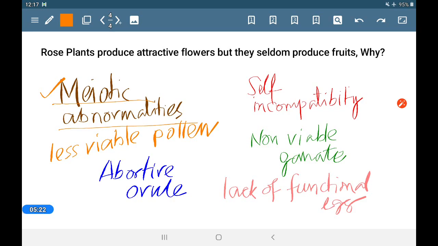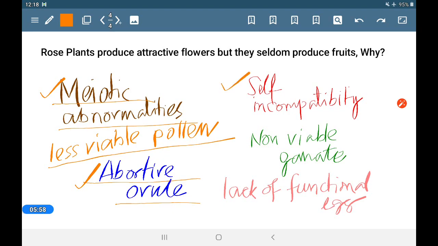You know that in the process of meiosis, if homologous chromosomes are not properly there, then problems will occur in forming the fruits. That may be one reason. It can be less viable pollen, another reason. The pollens are produced, but they are not viable. Some abortive type of ovule. Ovule may not be fertile all the time.